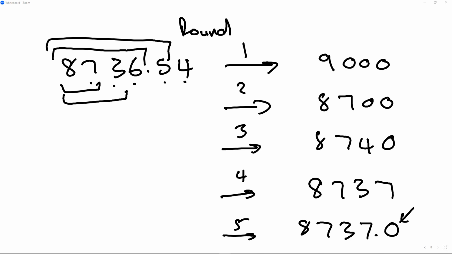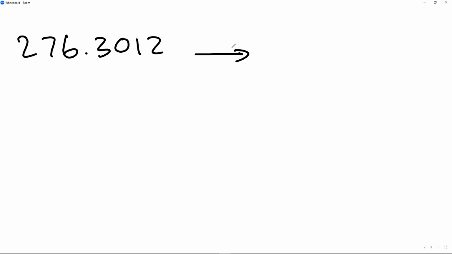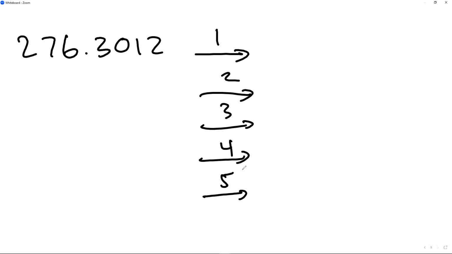Okay, so there's a bit of rounding in there as well. So we're going to do a full round of significant figures. Let's look at another number here. Let's see if you can try this one now. I give you the number 276.3012, and I want you to round it to one significant figure, 2, 3, 4, and 5. Do it quickly. Let me know when you're done.